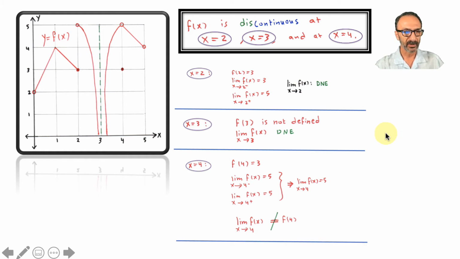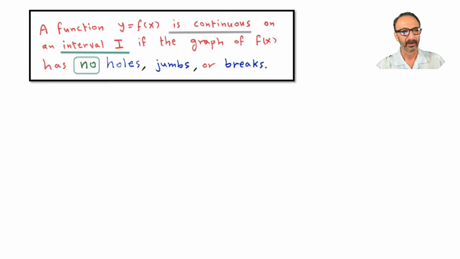Alright, let's look at continuity on an interval, not at a single point. If it's continuous on an interval, it has to be continuous at every single x in it, whenever x changes from a to b to c and so on. So a is just a generic thing to refer to. A function y equals f of x is continuous on an interval I if the graph of f of x has no holes, no jumps, or breaks.